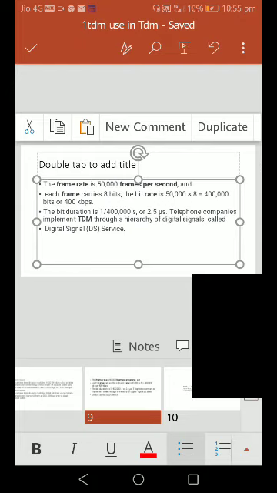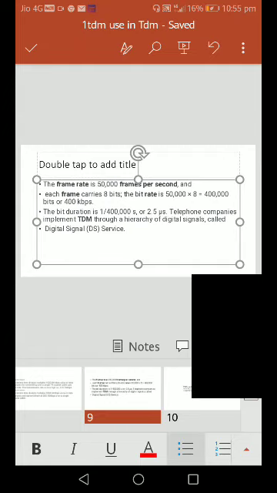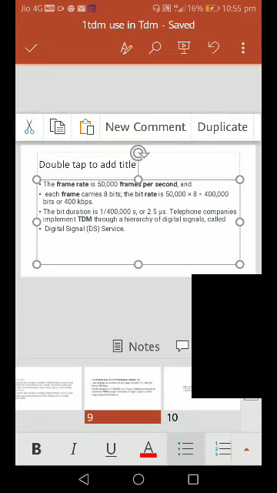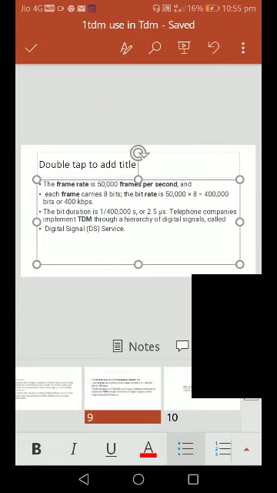2.5 microseconds is equal to 2.5 times 10 to the power of minus 6 seconds, and that is the time taken for 50,000 frames. That's how you can find out the bit rate of the signal. Bit duration is equal to 2.5 microseconds. Telephone companies use these digital signal services.